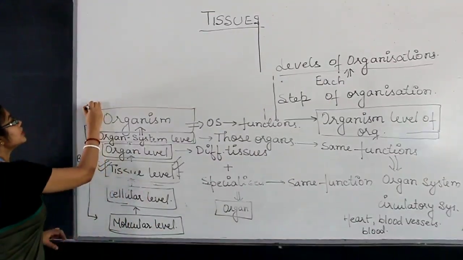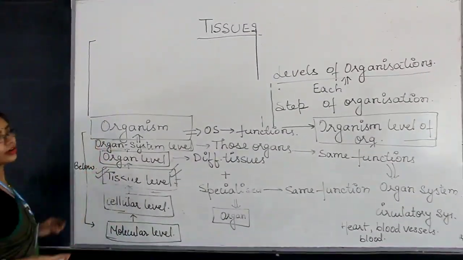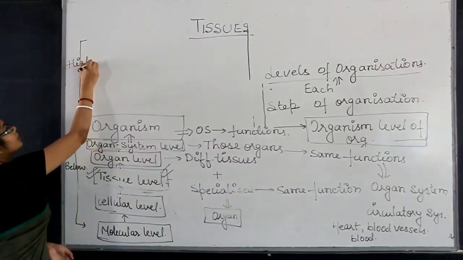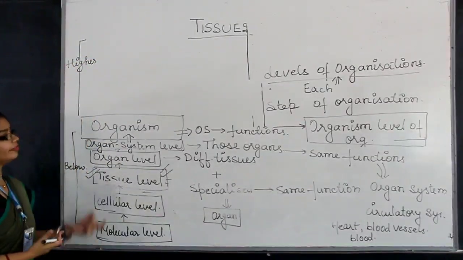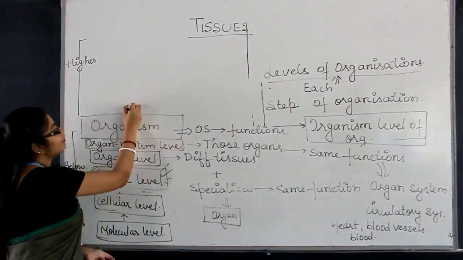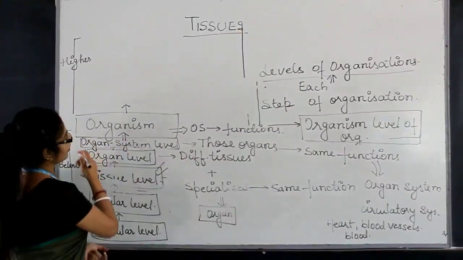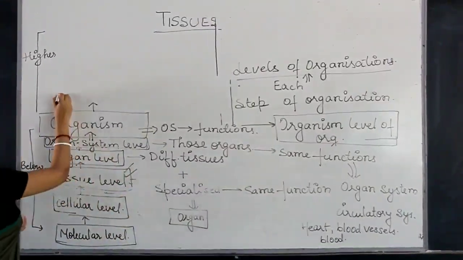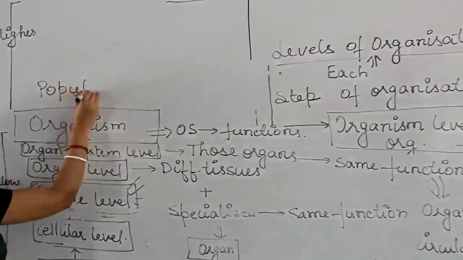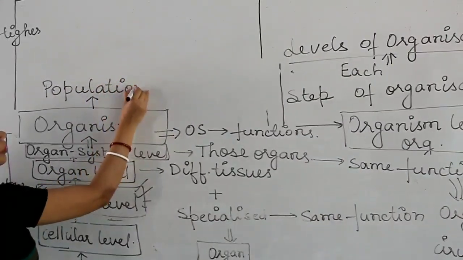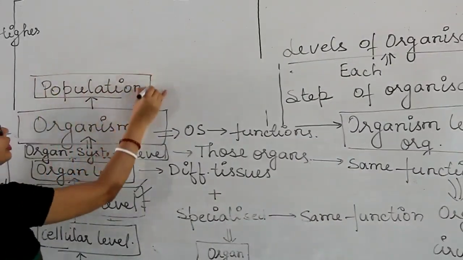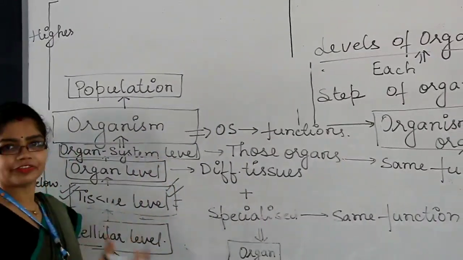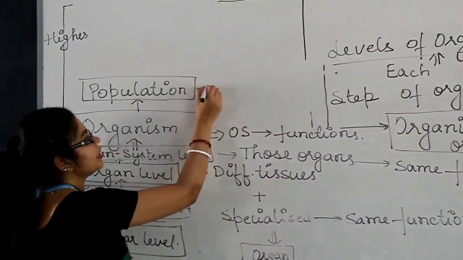Next, we move to those levels which are above or beyond the organism level of organization, and it is called the higher level of organization above organisms. So here first we have the population level. This will include those organisms of similar species. When aggregated together in a given area, they constitute the population.